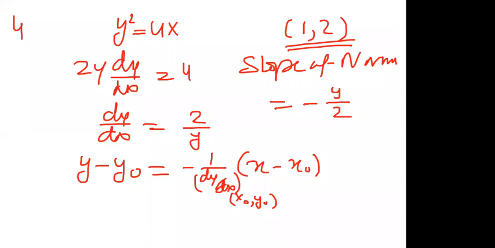One step I'm showing you: y minus 2 is equal to minus 2 upon 2 into x minus 1. Now the answer you can calculate: x plus y equals 3. Sorry, x plus y equals 3, it will be coming. Okay, let me write, no problem.